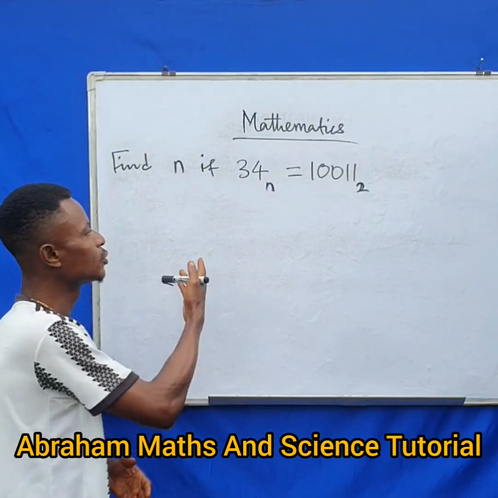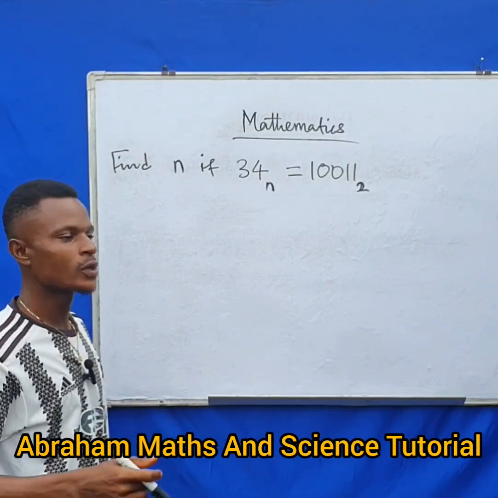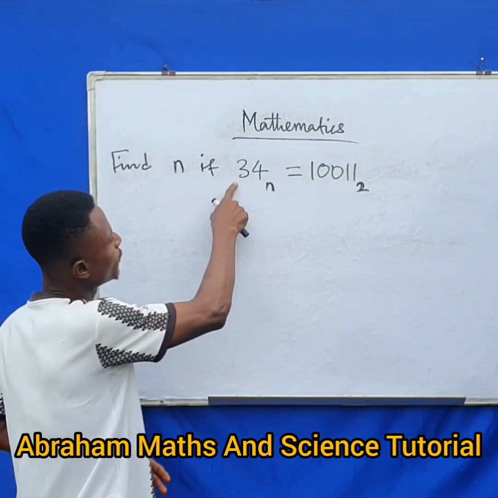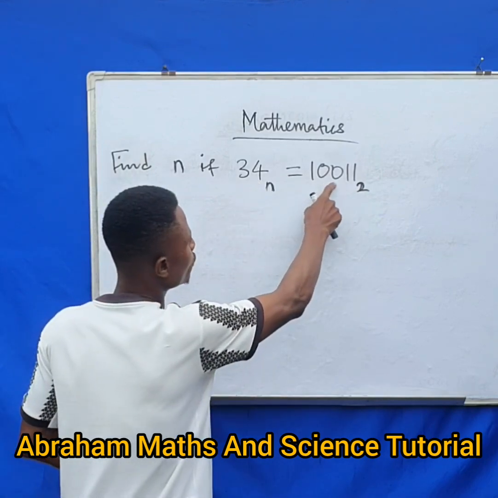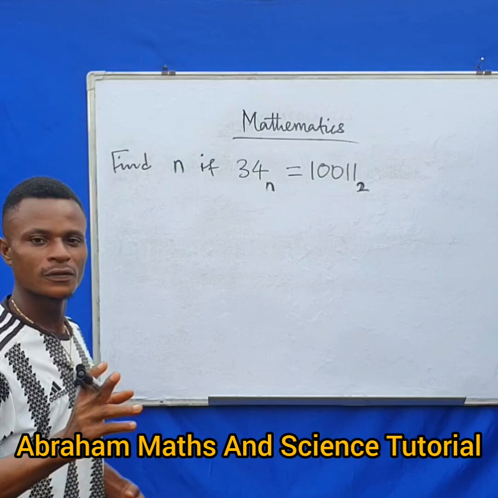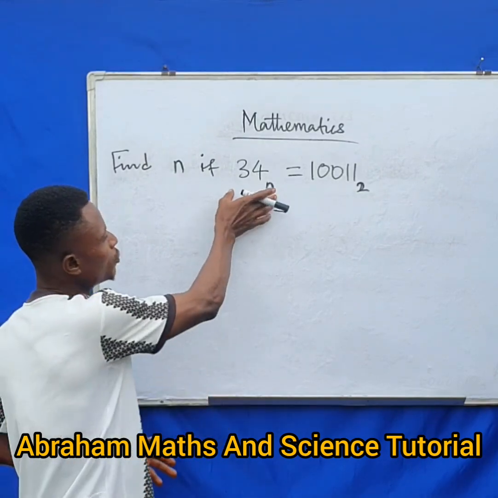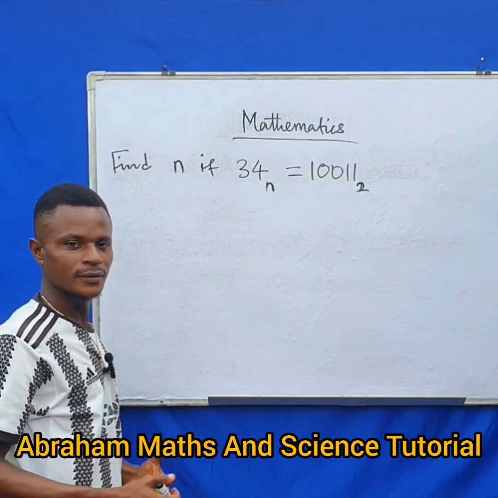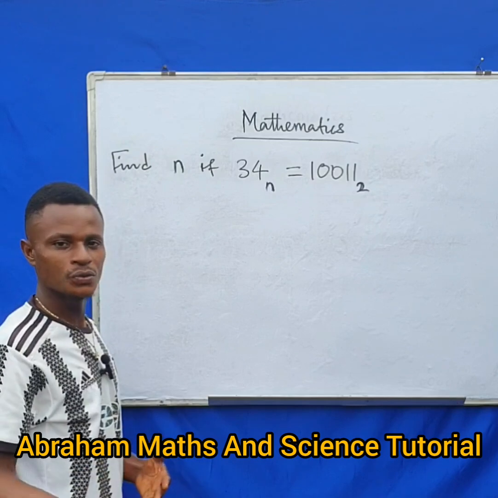Let me show you how you can solve this number base problem on the board. The question says, find n if 34 in base n is equal to 10011 in base 2. If you want to solve this problem, the first thing you need to do is to convert both sides to base 10. And the question is, how do you do that?